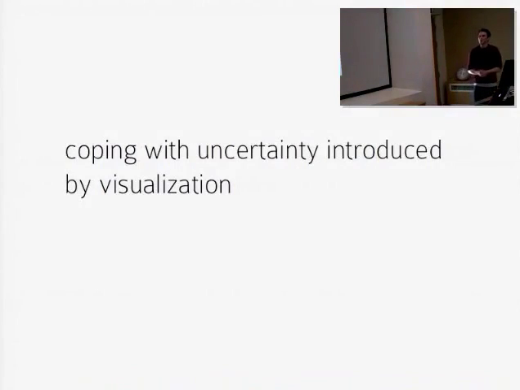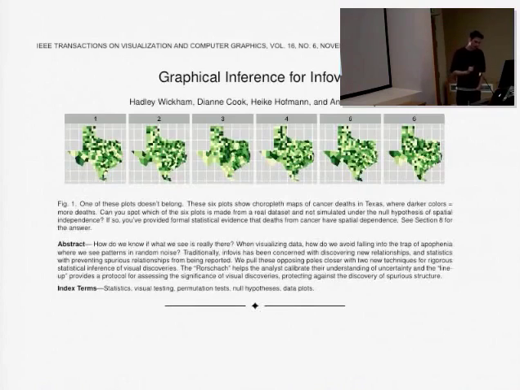Okay, so I've spoken about how visualization can help with understanding uncertainty, how we can encode information that's not always revealed in summary statistics and communicate that to analysts. But it's also true that visualizations can introduce uncertainty in the way that they're configured.